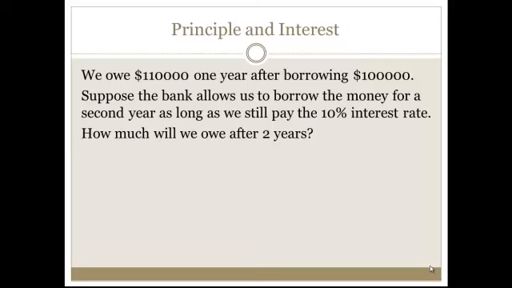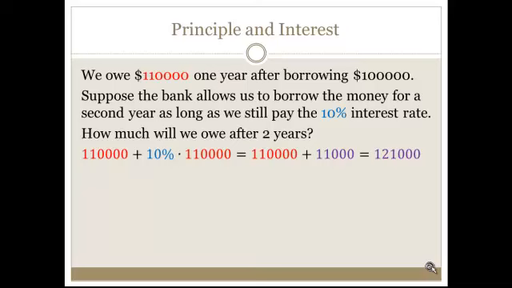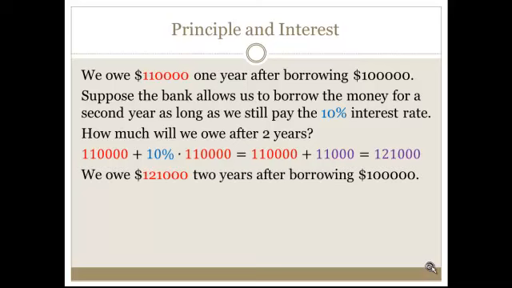Now suppose the bank allows us to borrow the money for a second year, as long as we still pay the 10% interest rate. How much will we owe after 2 years? Well, we owe the $110,000 we owed at the end of the first year, plus 10% of that $110,000 for the next year's interest, which is an additional $11,000. So we owe the bank $121,000 after borrowing $100,000 for 2 years.